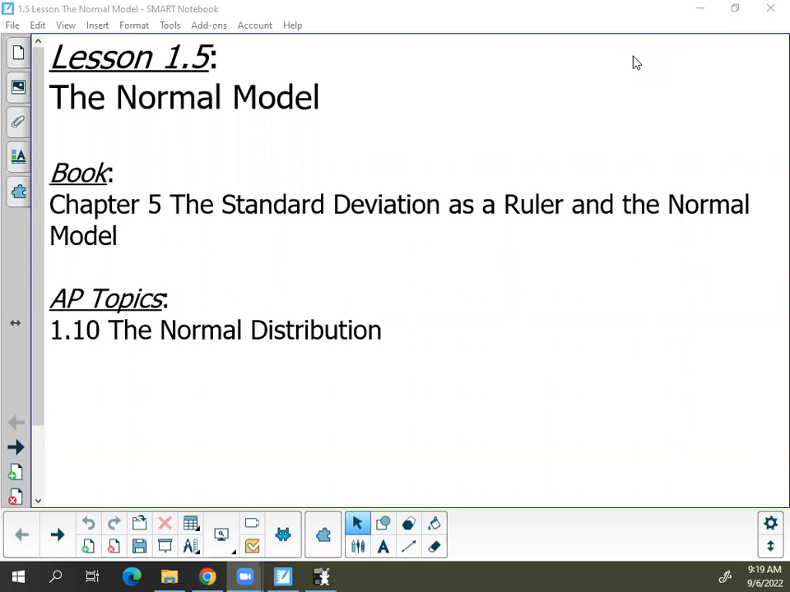Hey, y'all. Today we are going to start talking about one of maybe the most important things, and something that will carry throughout the year, and that is the normal distribution.